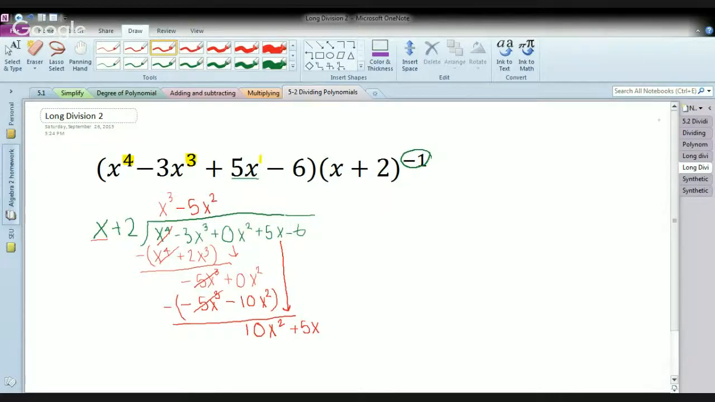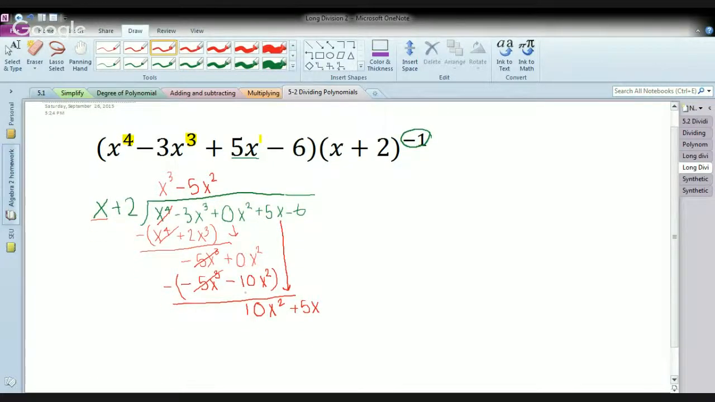We ask ourselves the same question now. x times what is going to give me 10x squared? Well, plus a 10x. So x times 10x is going to give me 10x squared. And 2 times 10x is going to give me a positive 20x. All of that we subtract.